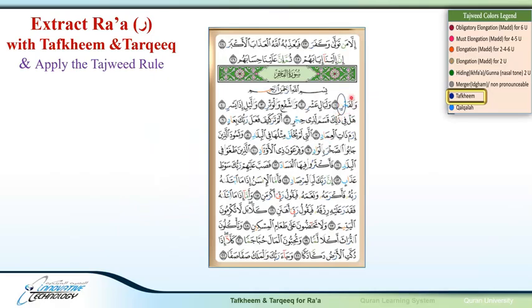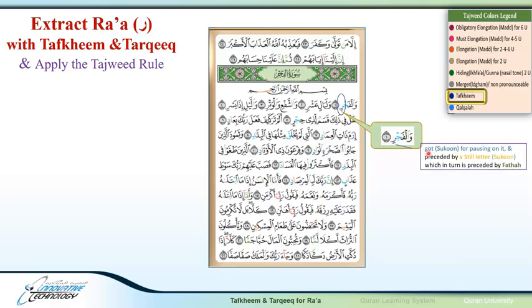The ra in Wal Fajr is actually given the dark blue color, indicating that it should have Tafkheem, Wal Fajr. And the reason is that although it has a kasra, yet it got sukoon for pausing on it, and it is preceded by a still letter. The jim has a sukoon, which in turn is preceded by a fatha. So the fatha dominates the sukoon, which is caused by pausing, and the effect is Tafkheem.